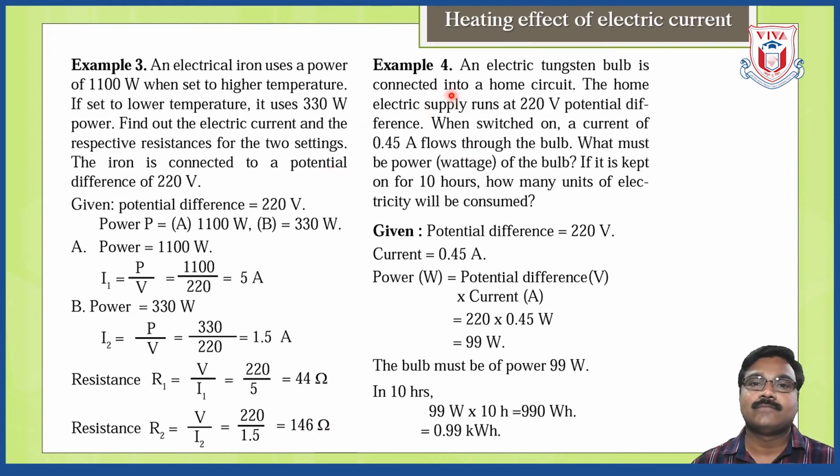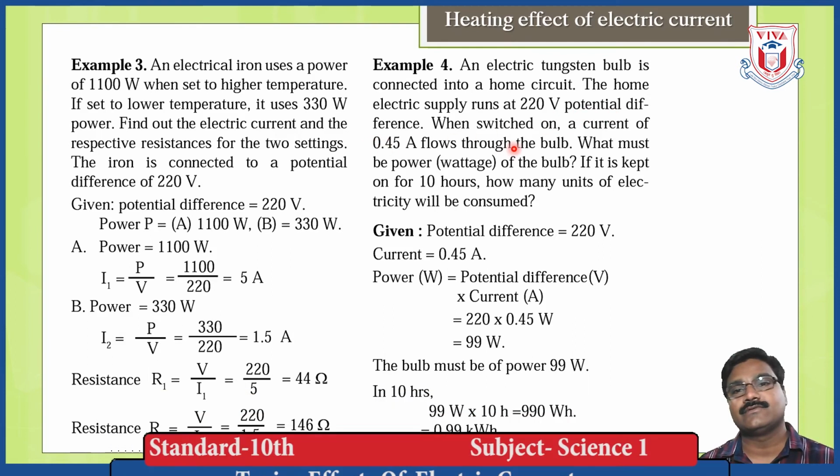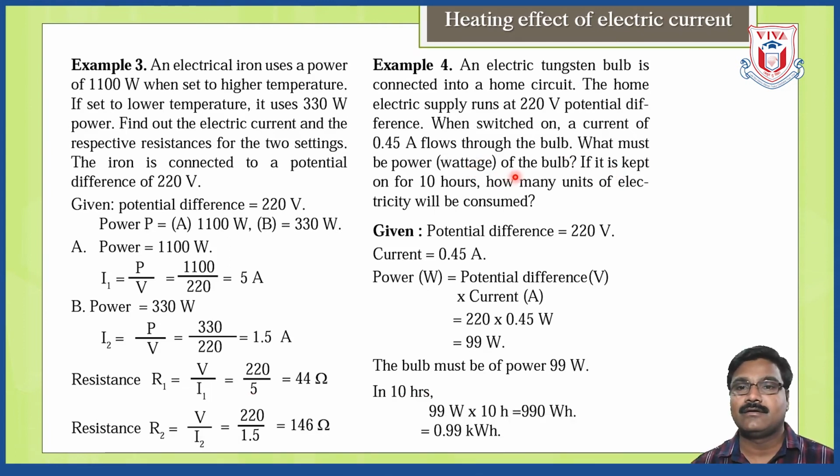Now fourth example, an electric tungsten bulb is connected into a home circuit. The home electric supply runs at 220 volt potential difference. When switched on, a current of 0.45 ampere flows through the bulb. What must be power wattage of the bulb if it is kept on for 10 hours? How many units of electricity will be consumed?